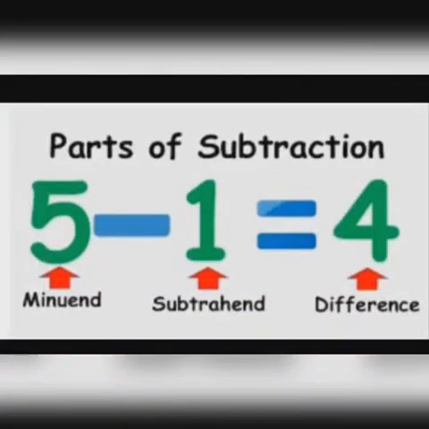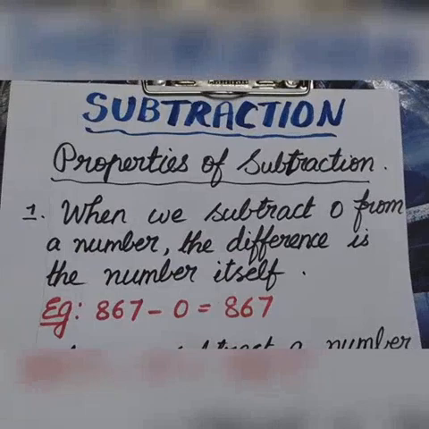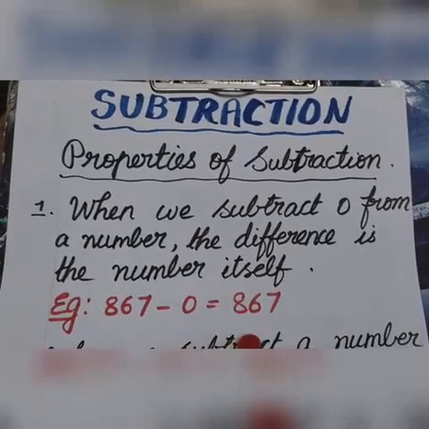In subtraction, the number which is subtracted is called the subtrahend. The first number is called the minuend. The result obtained after subtraction is called the difference. Understood? The number from which we subtract is called the minuend, and the number subtracted is called the subtrahend. The result after subtraction is called the difference. First of all, we can see the properties of subtraction.